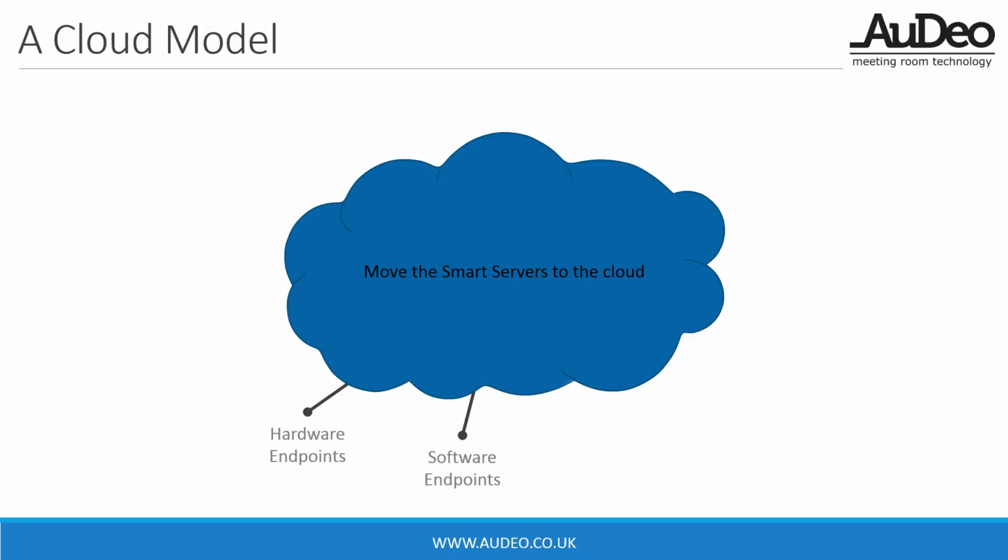Your mobile phone, your home telephone are good examples of that, and your office desk phone is an even better example of that. So the hardware endpoints and the software endpoints make calls to each other, and the calls are routed via the smart servers in the cloud. Nothing particularly drastic there. The cloud then has the duty of routing those calls and, if necessary, transcoding them.